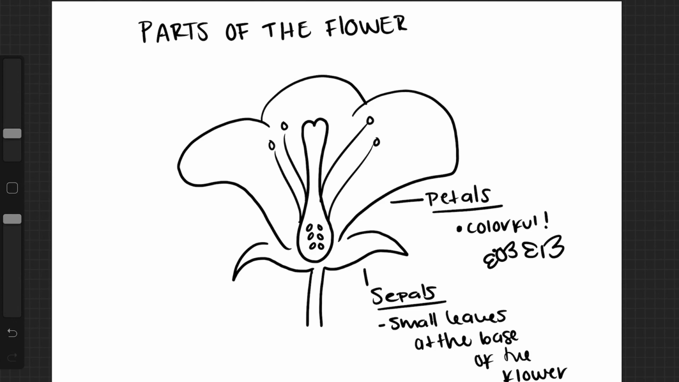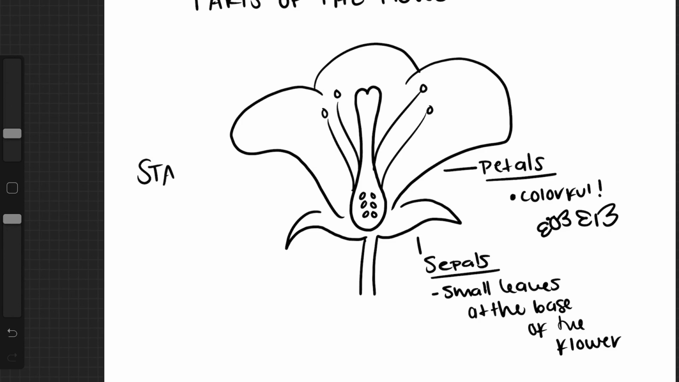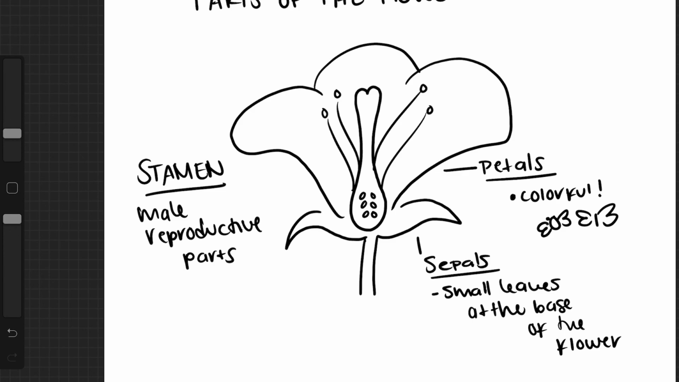mind. And next we're going to go into the reproductive parts of the flower, beginning with the male reproductive parts, which is the stamen. So the stamen is going to be the male reproductive parts. And it's made out of two parts, the anther and the filament. Anther and filament. Now the anther is going to hold the pollen.